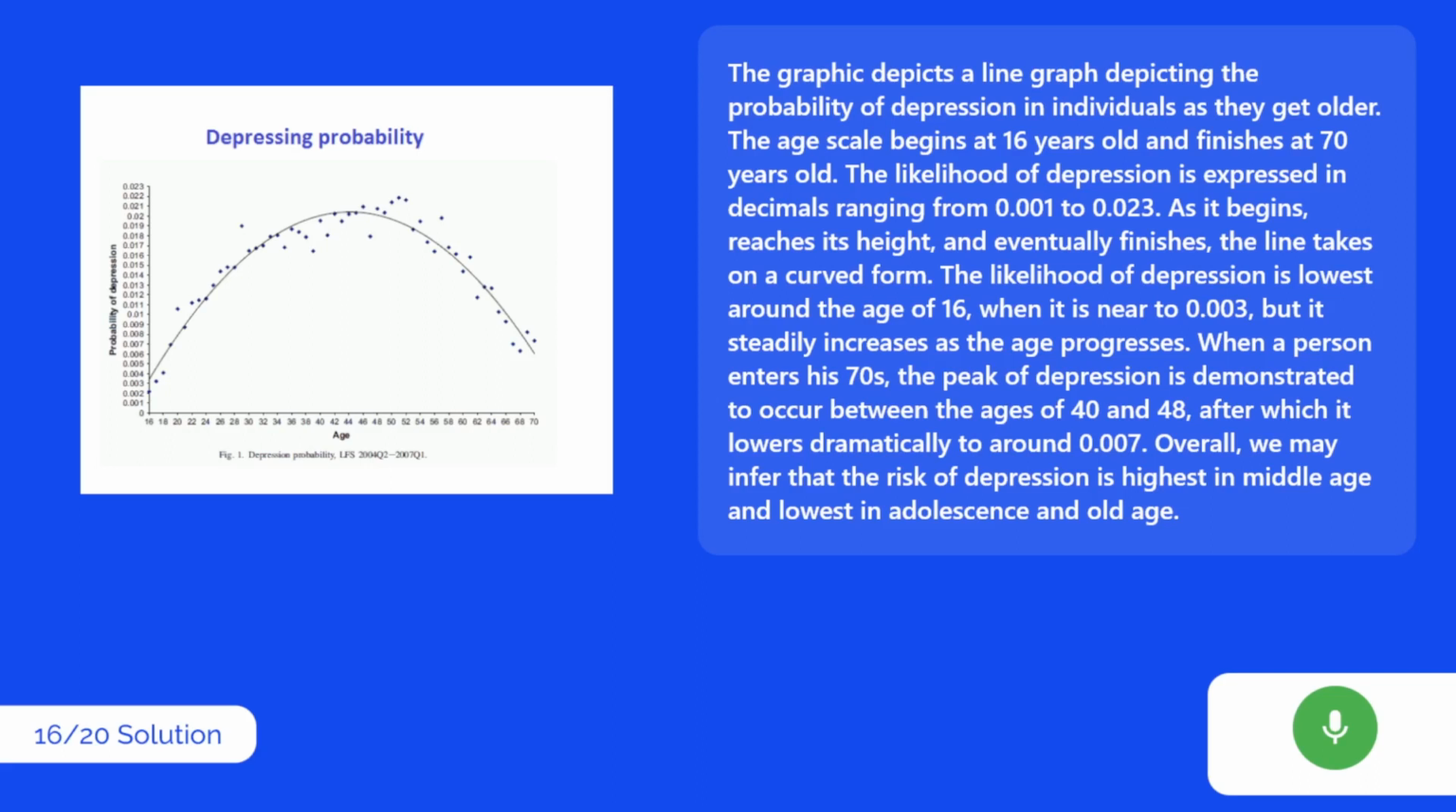The likelihood of depression is lowest around the age of 16, when it is near to 0.003, but it steadily increases as the age progresses. When a person enters his 70s, the peak of depression is demonstrated to occur between the ages of 40 and 48, after which it lowers dramatically to around 0.007. Overall, we may infer that the risk of depression is highest in middle age and lowest in adolescence and old age.